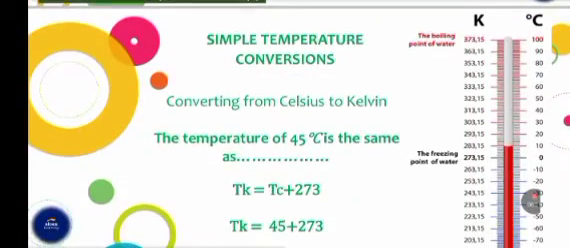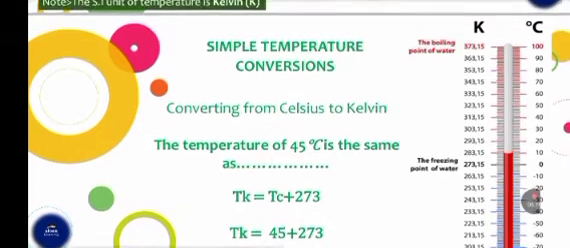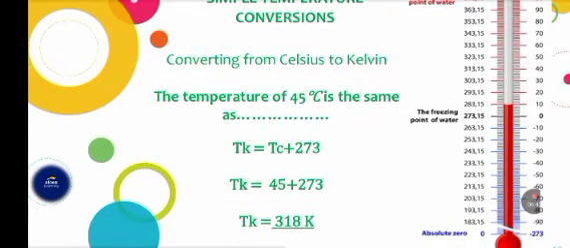Now, let's look into simple temperature conversions. I want to convert from Celsius into Kelvin. I'm given a temperature of 45 degrees Celsius to convert into Kelvin. The formula that does that conversion is temperature in Kelvin equals temperature in Celsius plus 273, and that gives me 318 Kelvin.